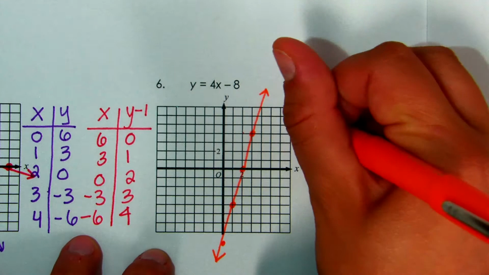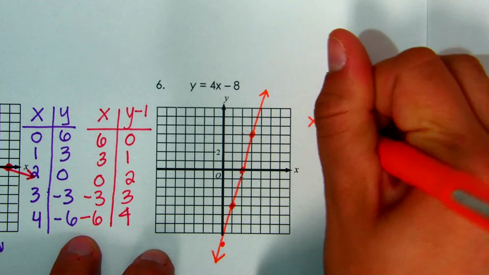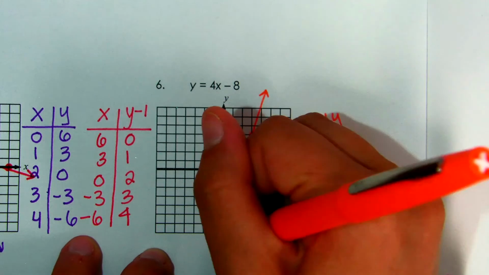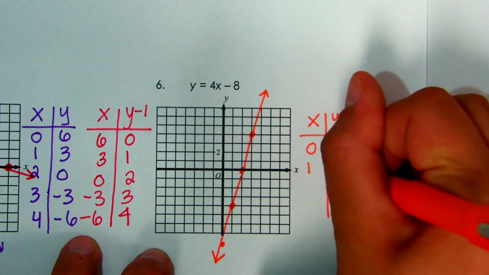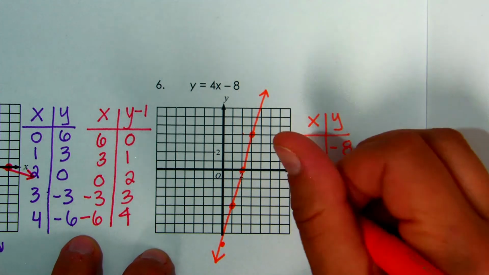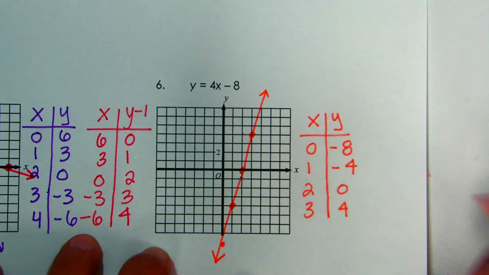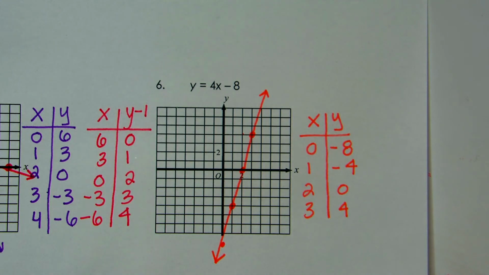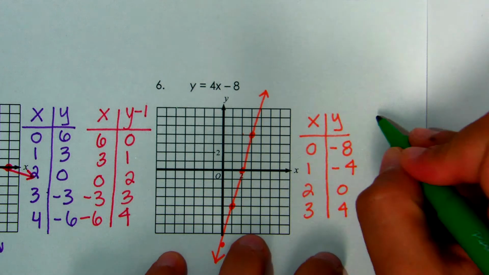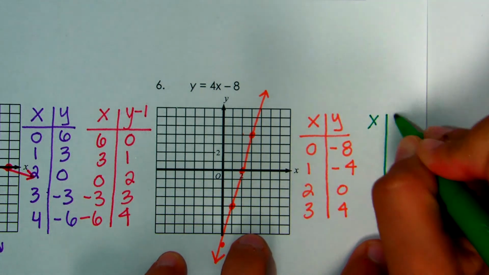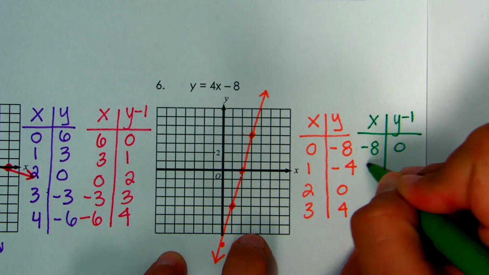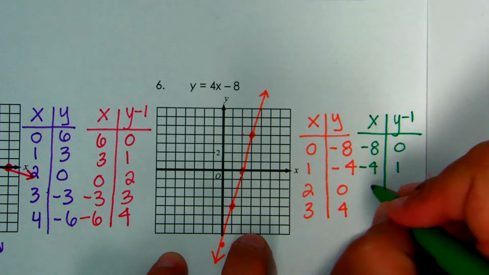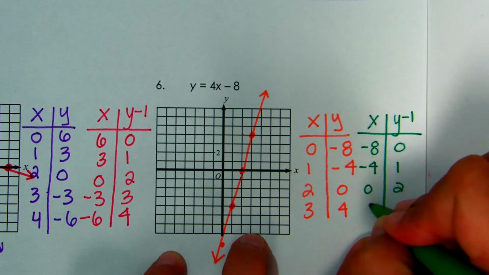Original graph, make a T-chart of points. 0, -8, 1, -4, 2, 0, 3, 4. I want to make the inverse, so I'm going to switch x and y. -8, 0, -4, 1, 0, 2, and 4, 3.